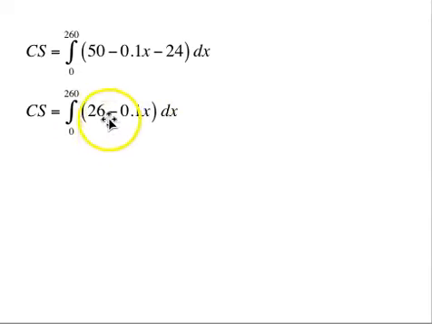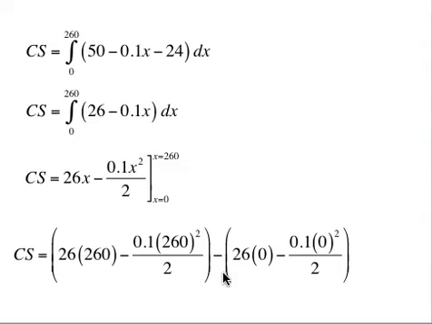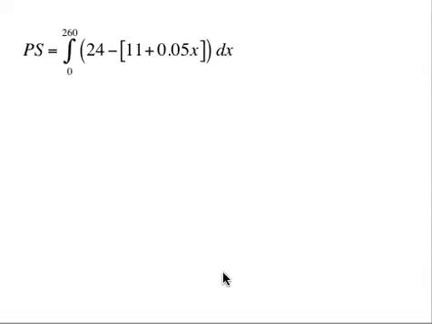Integral of 26 is 26x. Integral of 0.1x would be 0.1x squared over 2. Integrated from 0 to 260, plugging in 260: 26 times 260 minus 0.1 times 260 squared over 2, minus plugging in zeros. In each case, those will be zeros. And the result for our consumer surplus is $3,380.